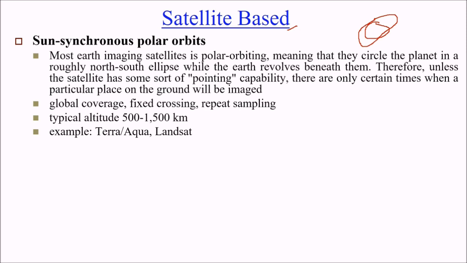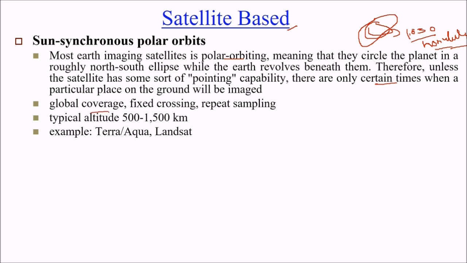Most Earth imaging satellites are polar orbiting, meaning that they circle the planet in a roughly north-south ellipse, while the Earth revolves beneath them. Therefore, unless the satellite has some sort of pointing capability, there are only certain times when a particular place on the ground will be imaged. Say at 10:30 in the morning, it passes over Honolulu. Just take an example. Every day at 10:30, you'll see the satellite for 15 to 20 minutes or so at this place. This is what sun synchronous polar orbit is all about.